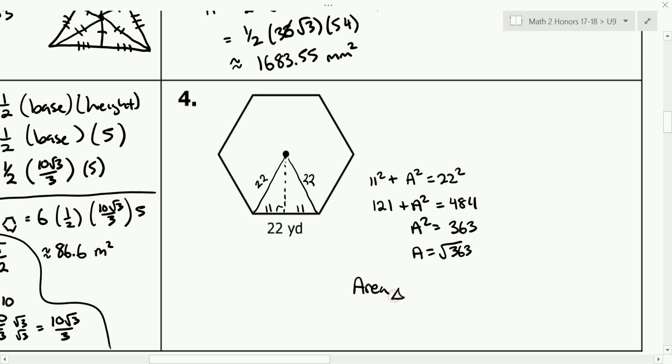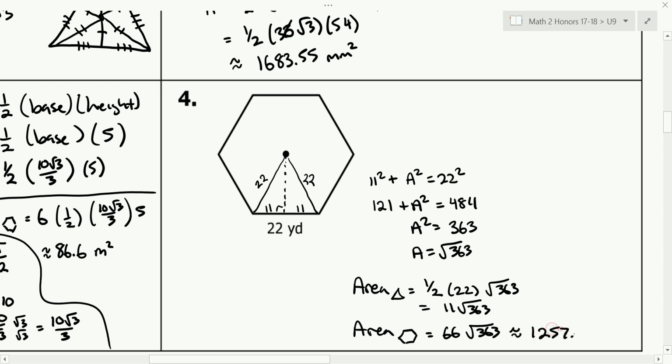Area of the triangle is 1/2. So we're talking the equilateral triangle. 1/2 base 22 times the height, square root of 363. And that's 11 root 363. And then the area of our hexagon, 6 times that, so 66 root 363. Nice. And that came out to be about what? And we're talking square yards.